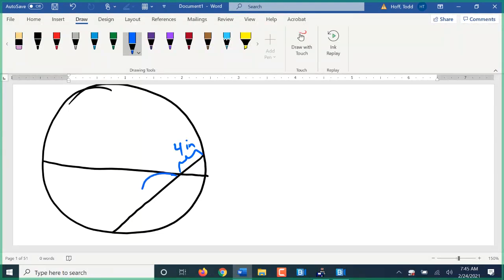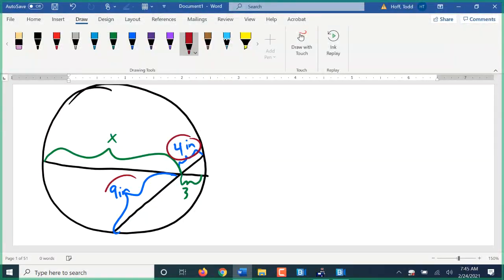That's 4 inches. I know that this is 9 inches. If I know that this piece is 3 inches, I know what that piece has to be. The reason is two chords, if they intersect in a circle, break each other into pieces that multiply to the same number, the same product.